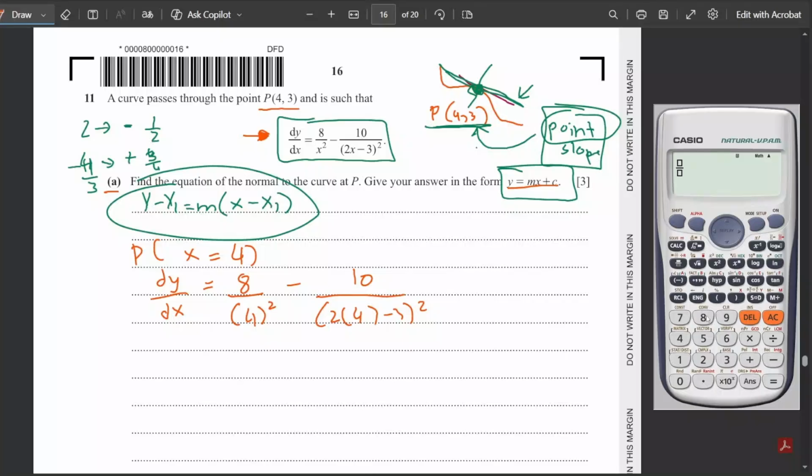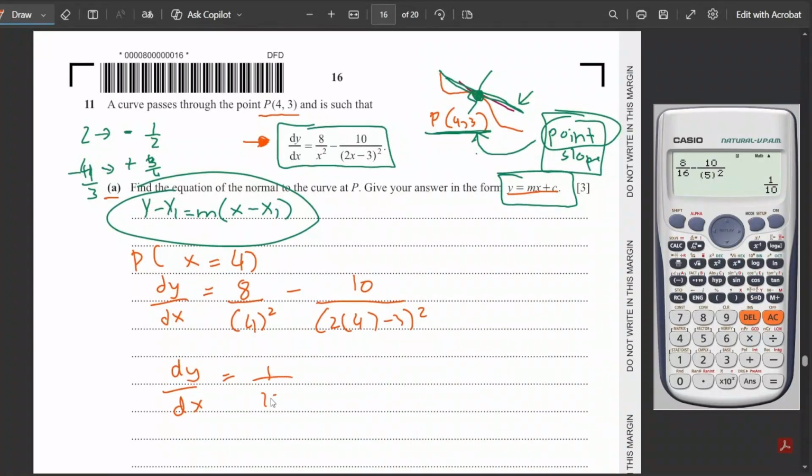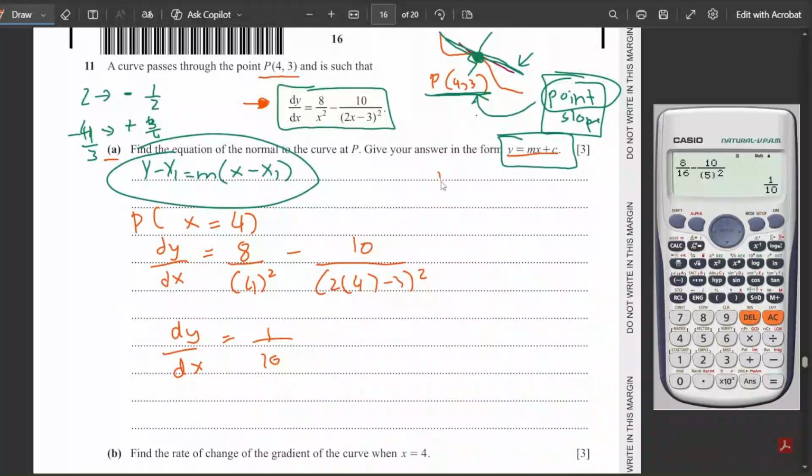So it's going to be 8 over 4 squared, which is 16. And then minus, you have 10 over here. So 2 times 4 is 8, 8 minus 3 is 5, so it's going to be 5 squared. I'm realizing I could have just written 25, but anyway. So this dy by dx is equal to 1 over 10. Let me just check that again. 1 over 10, perfect. Now we have the point, we have the slope.